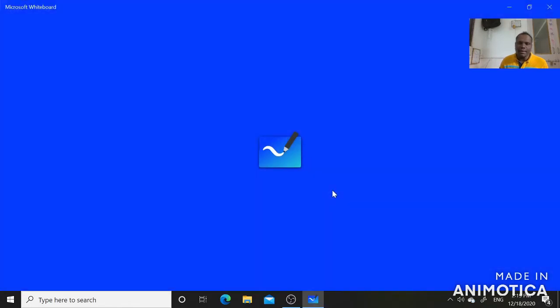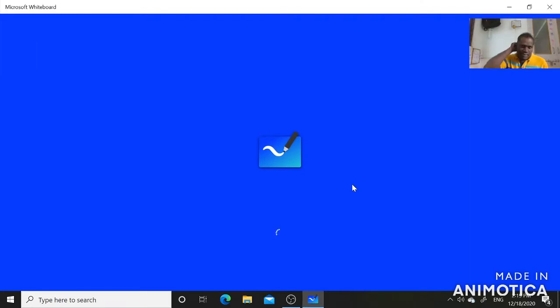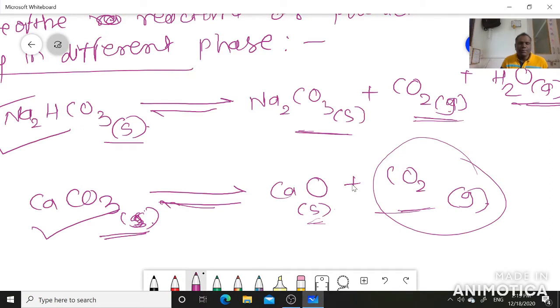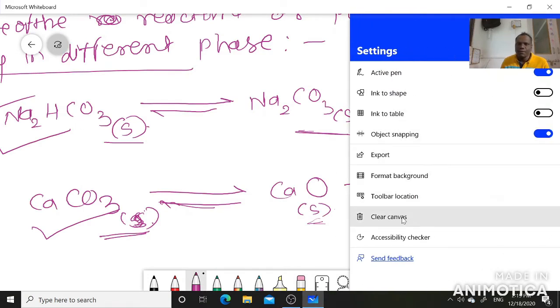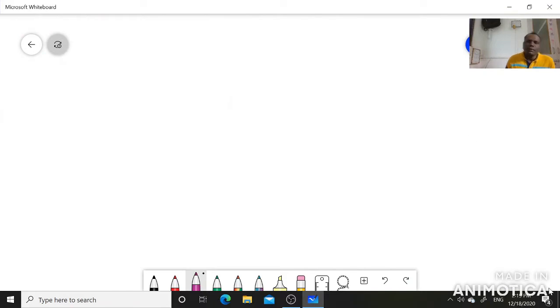Molecular orbital diagram for the nitric oxide molecule, right? As I told you in the last lecture, we will be discussing today the molecular orbital diagram for the carbon monoxide molecule.